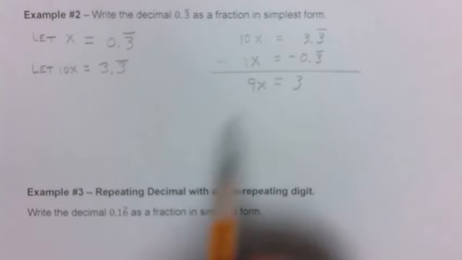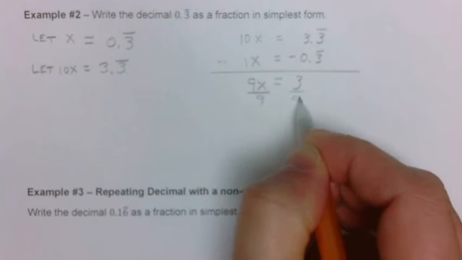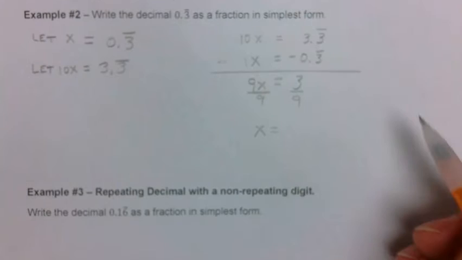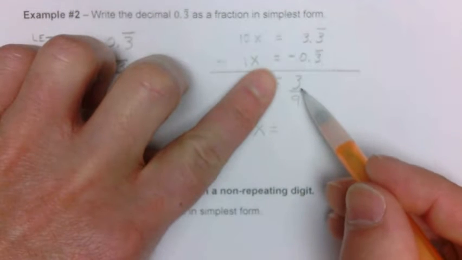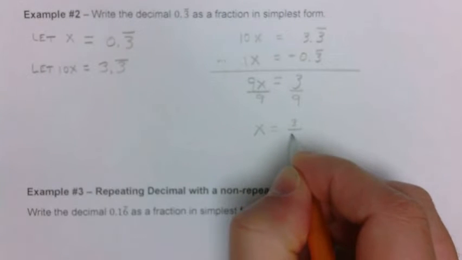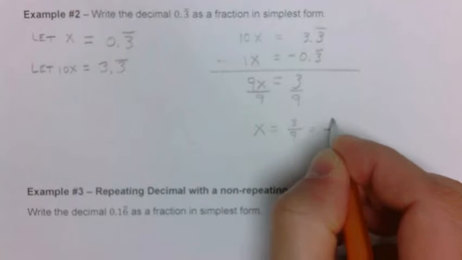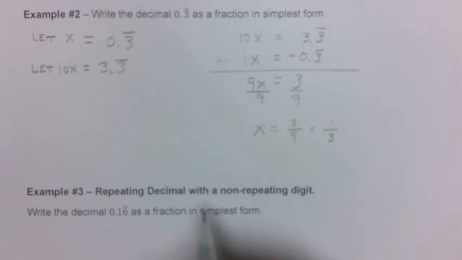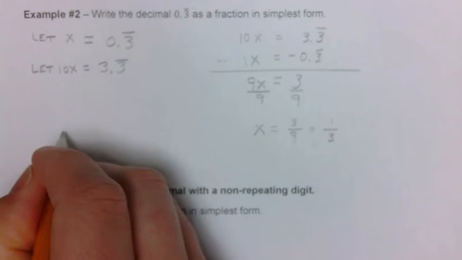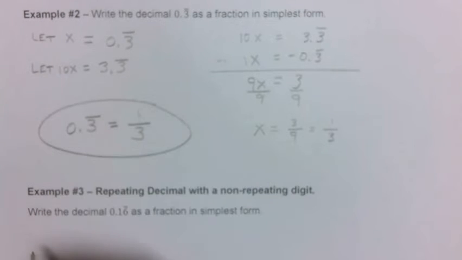Now I'm going to solve for x. This is a one-step equation. To get x alone, I have to divide by 9 on both sides. 9x divided by 9 is equal to x. And 3 divided by 9 is the fraction 3/9. So x is equal to the fraction 3/9, which I can simplify down to 1/3. 3 and 9 are each divisible by 3. So in simplest form, my fraction is 1/3. So my decimal of 0.3 repeated is equal to the fraction 1/3.